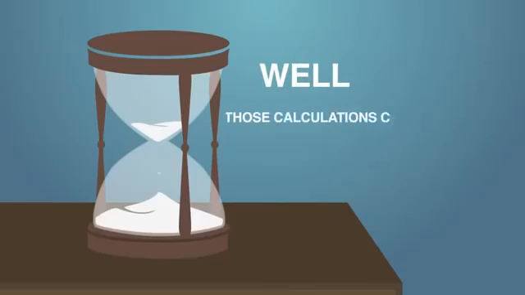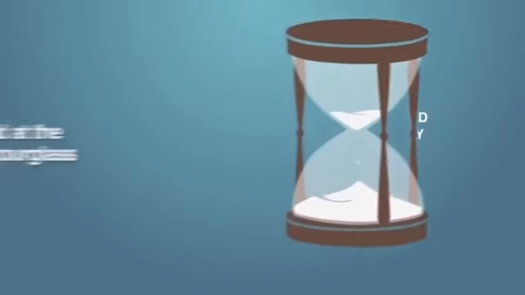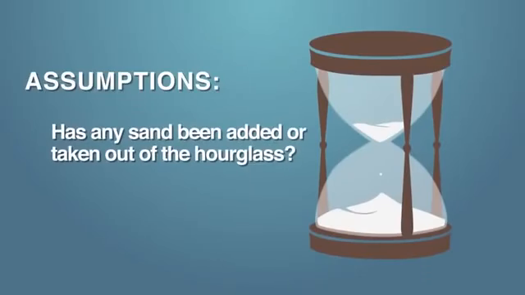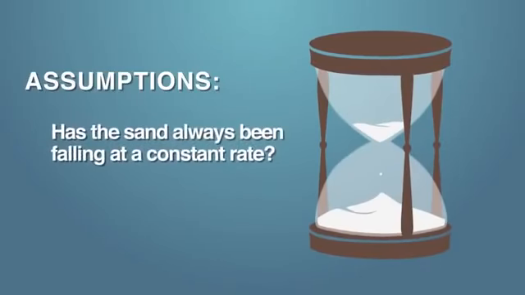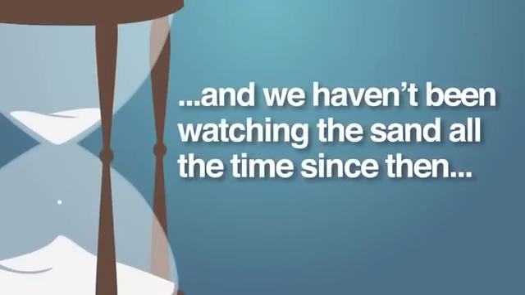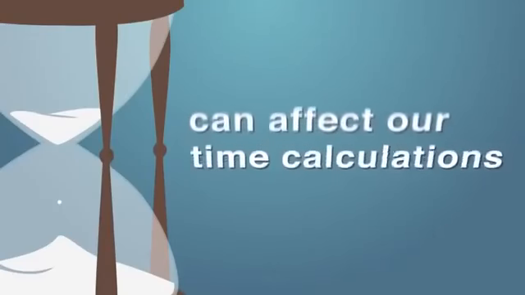Well, those calculations could be wrong, because we may have failed to consider some major assumptions, like, was there any sand at the bottom when the hourglass was turned over? Has any sand been added or taken out of the hourglass? Has the sand always been falling at a constant rate? Since we did not observe the initial conditions when the hourglass started, and we haven't been watching the sand all the time since then, we must make assumptions. All three of those assumptions can affect our time calculations. Now, of course, there's more to understanding all of this, but enough said.